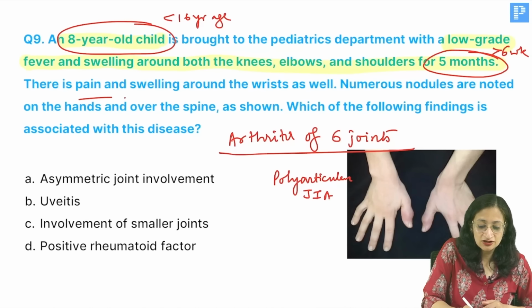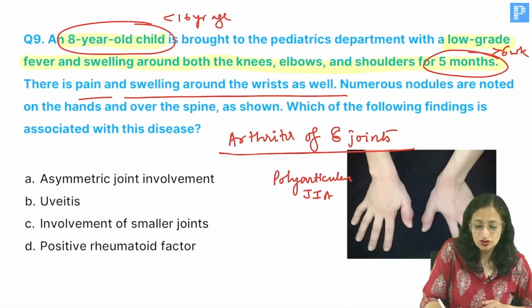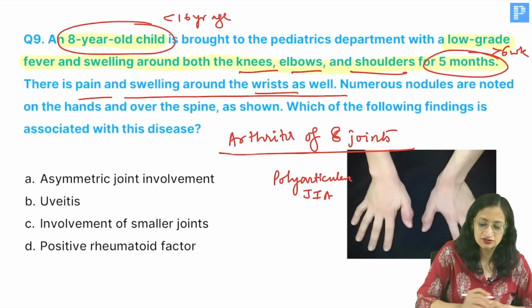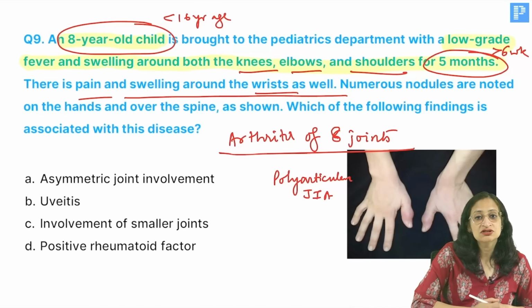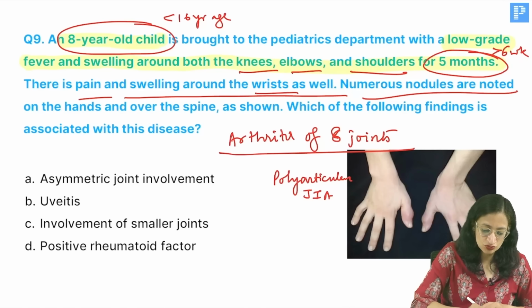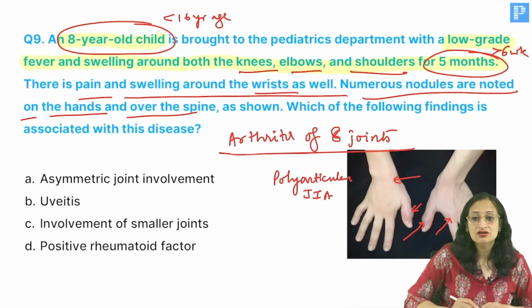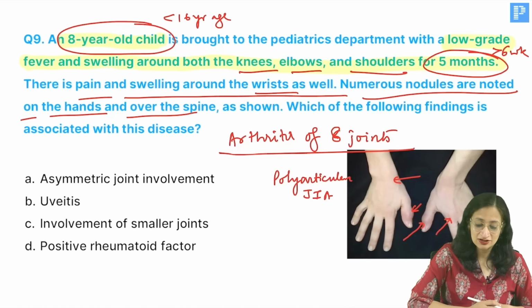There is pain and swelling around the wrist as well. So now 6, it has become 8 joints actually: knees, elbows, shoulders, wrists. Numerous nodules are noted on the hands and over the spine. So you can see some of the nodules here, right? Numerous nodules are there. So nodules, we said, rheumatoid nodules are usually seen in rheumatoid factor positive polyarticular JIA.